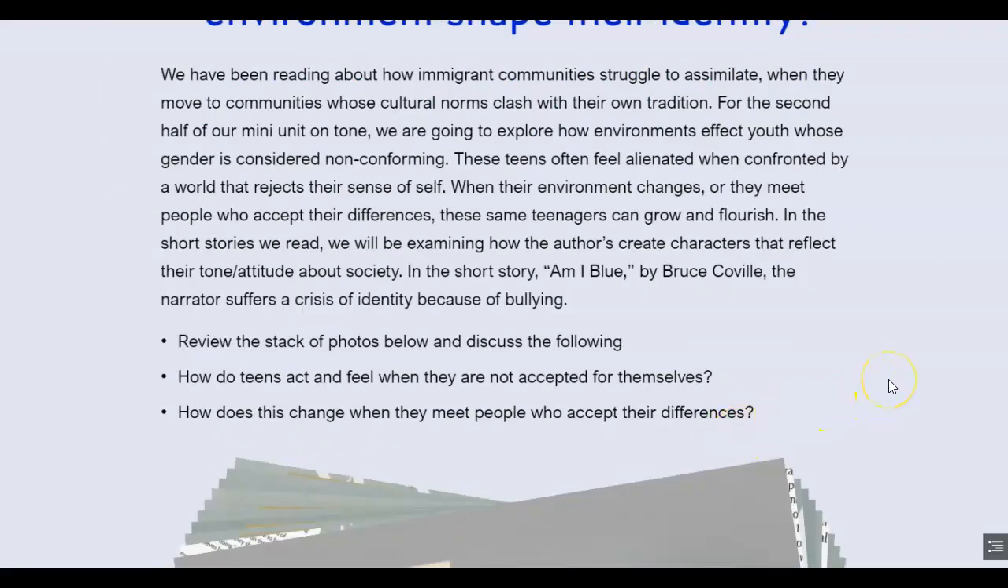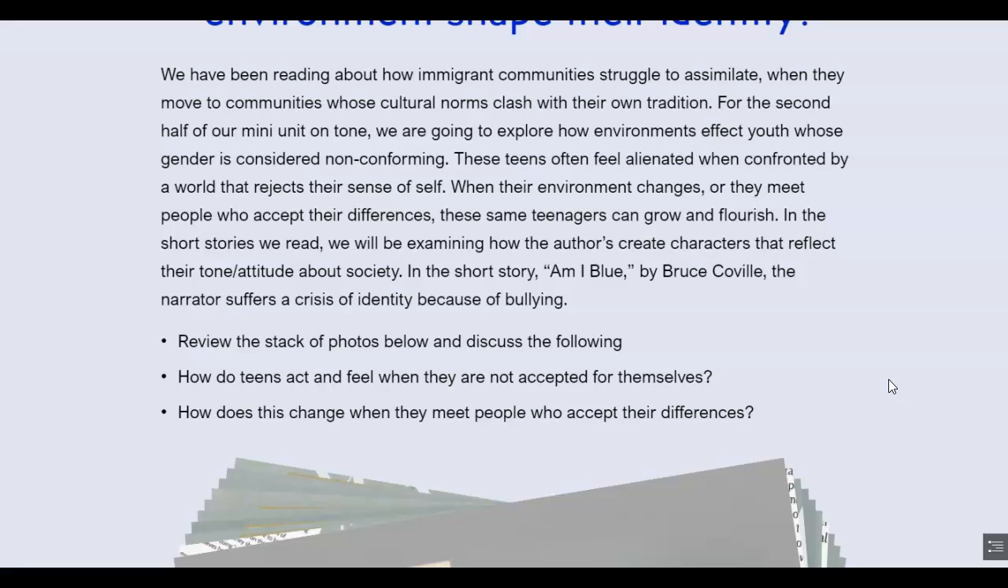So we've been reading about how immigrant communities struggle to assimilate, meaning join in with the community they move into, when they move to communities whose cultural norms clash with their own tradition. For the second half of our mini unit on tone, we are going to explore how environments affect youth whose gender is considered non-conforming, meaning it doesn't fit in with what is considered the norm. These teens often feel alienated when confronted by a world that rejects their sense of self. When their environment changes or they meet people who accept their differences, these same teenagers can grow and flourish.